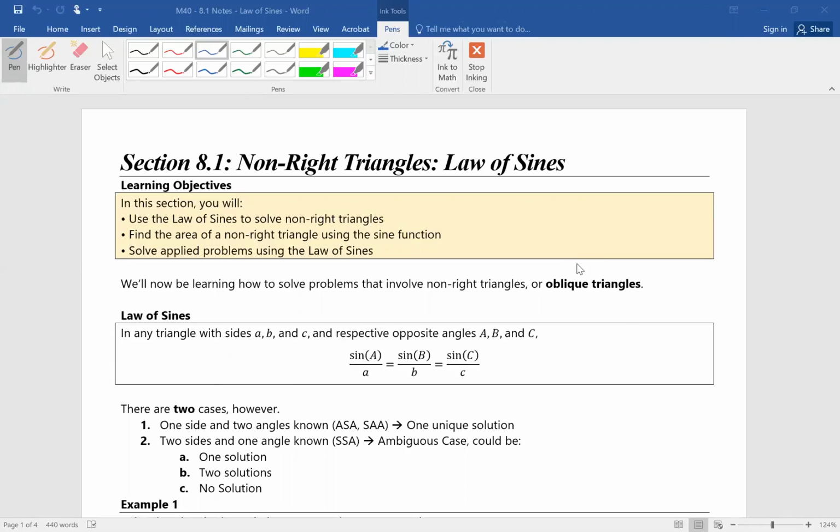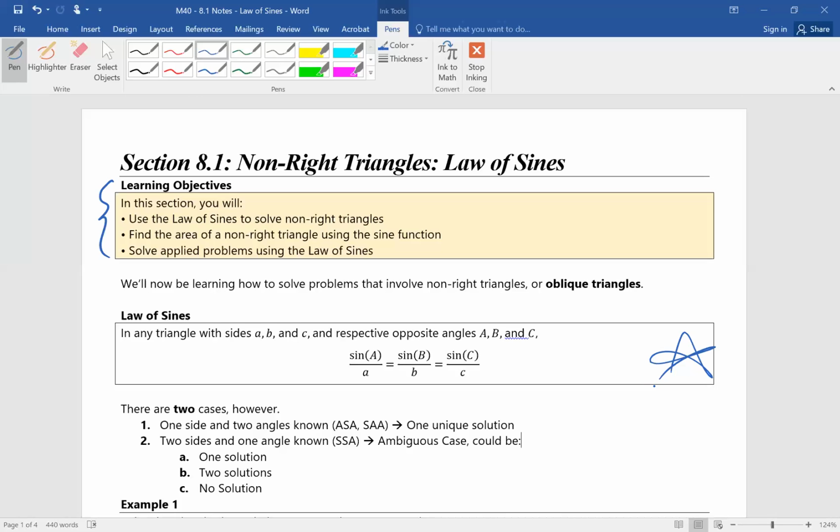Super cool. So this section is called non-right triangles. In other words, any triangle. And it's going to introduce what's called the law of sines. And the objectives, we can kind of go ahead and take a peek at it if you'd like. We're going to use the law of sines. It's something called the law of sines that are right here, which we'll get to in a second. We're going to use a new rule to solve non-right triangles and find the area of these non-right triangles in different scenarios, and also to solve applied problems using what's called the law of sines.